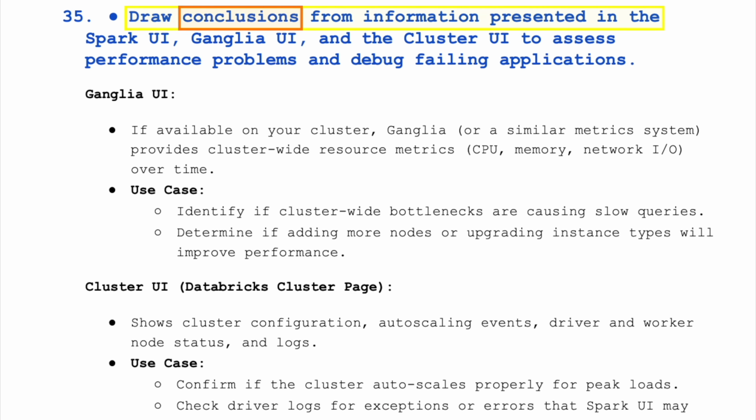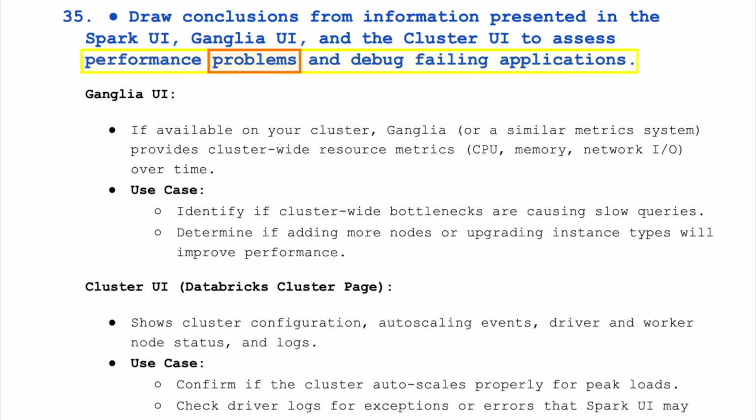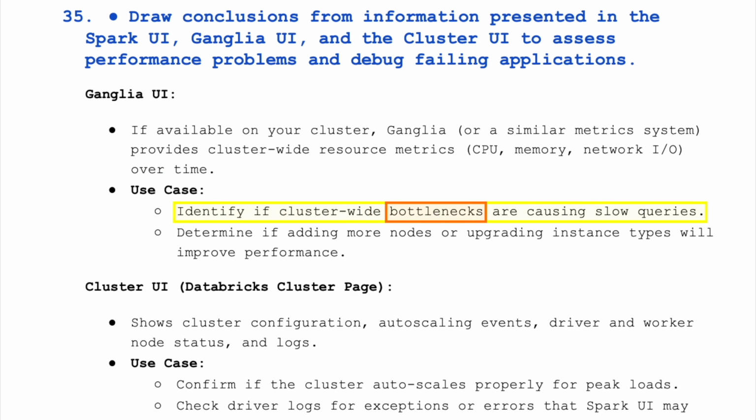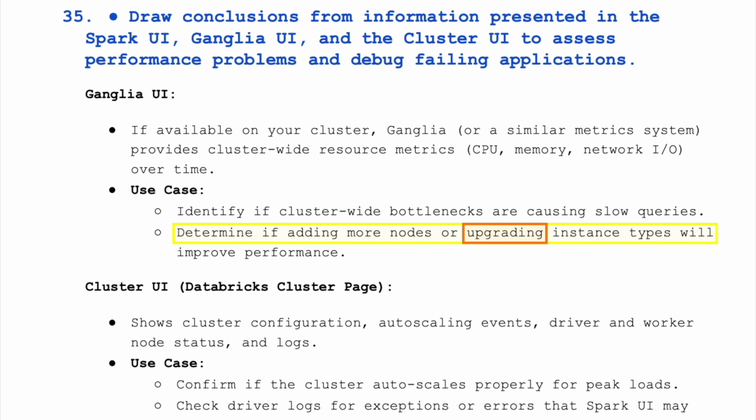35. Draw conclusions from information presented in the Spark UI, Ganglia UI, and the Cluster UI to assess performance problems and debug failing applications. Ganglia UI, if available on your cluster: Ganglia or a similar metrics system provides cluster-wide resource metrics, CPU, memory, network input-output over time. Use case: identify if cluster-wide bottlenecks are causing slow queries. Determine if adding more nodes or upgrading instance types will improve performance.